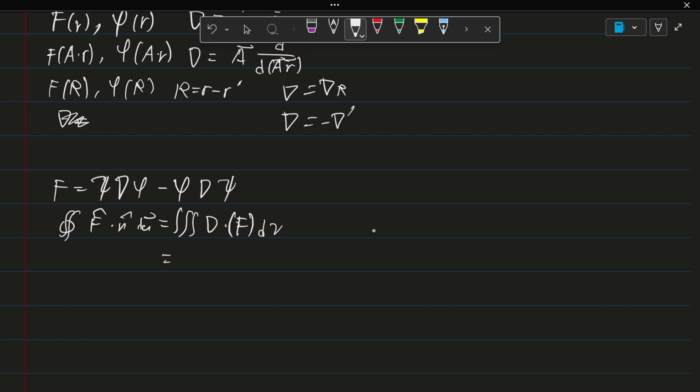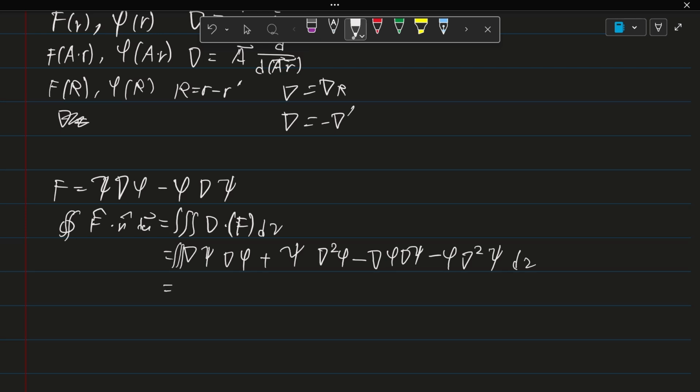And if you do the divergence of this vector field, you could just use the computations from before, and you would get this. So if you try to figure out the divergence of such a vector field, you could use the properties from above to obtain that this would be the triple integral of nabla psi dot nabla phi, plus psi nabla squared phi, minus nabla phi dot nabla psi, minus phi nabla squared psi, dV.